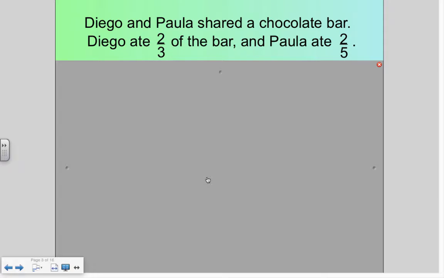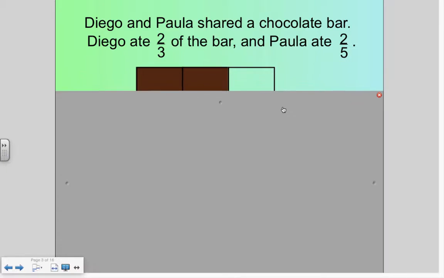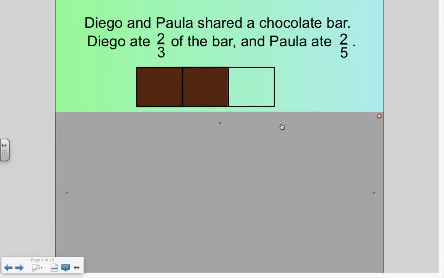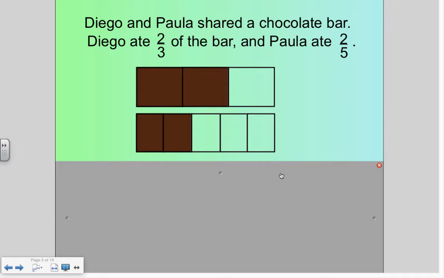Now, Diego and Paula shared a chocolate bar. Diego ate 2/3 of the bar, and Paula ate 2/5. Who ate more this time? Here, Diego ate 2 of the 3 equal-sized pieces. Paula ate 2 of the 5 equal-sized pieces. Even though Diego and Paula both ate the same amount of pieces, Diego's were bigger.